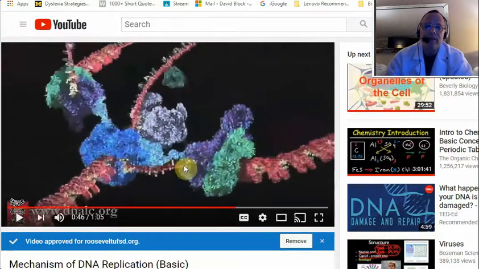All right, so if this molecule is assisting with rebuilding it, which enzyme is that? Yes, that's DNA polymerase right here. And there's another one right over here.